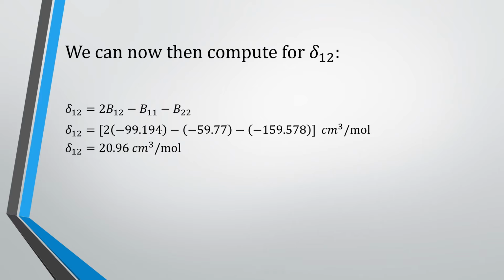As stated before, we need to solve the value of this parameter in order for us to use equation 11.63 to solve for the fugacity coefficient of each species in the solution. And since we already know the values of these three here, which were solved previously, substituting into the formula will give us the value of this parameter, which is equal to 20.96 cm³/mol.